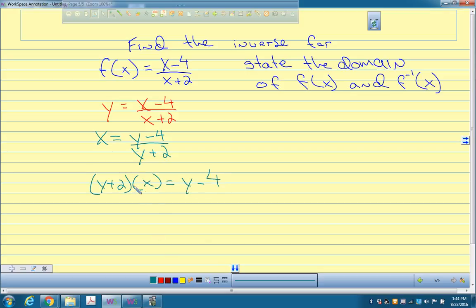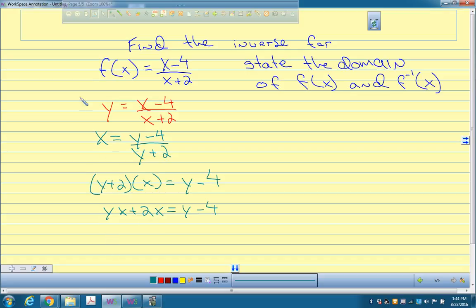So this is kind of an algebraically tricky problem. Anyone want to guess what I do next? Distribute. Who said that? Very good. You distribute, and you get yx plus 2x equals y minus 4. Now here's a trick. Did I do that right? yx plus 2x. Yeah, that's right.